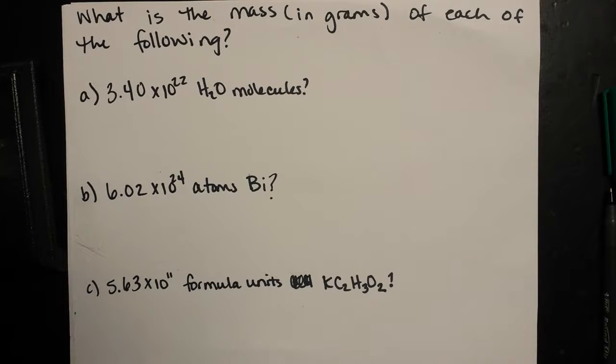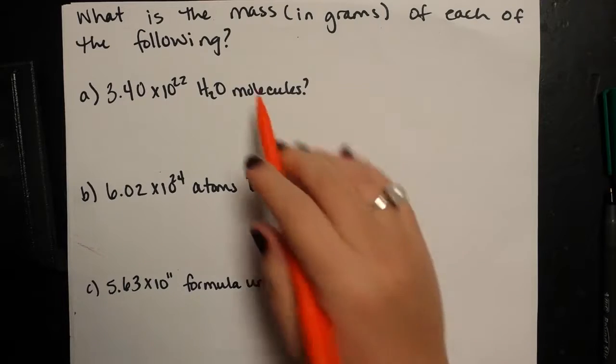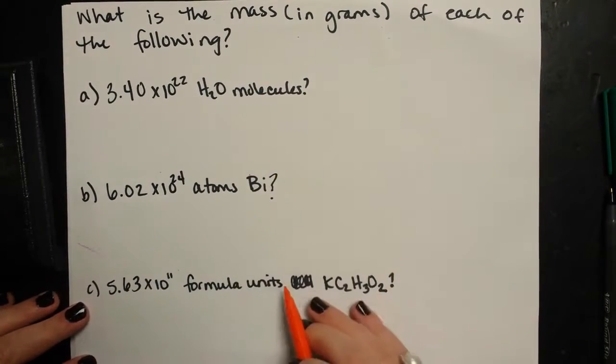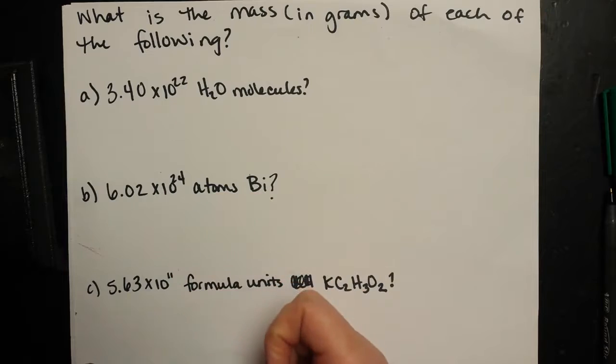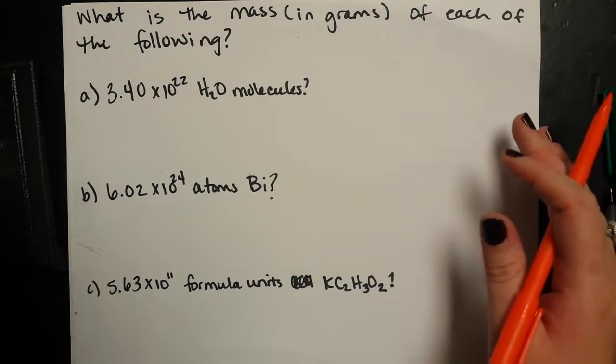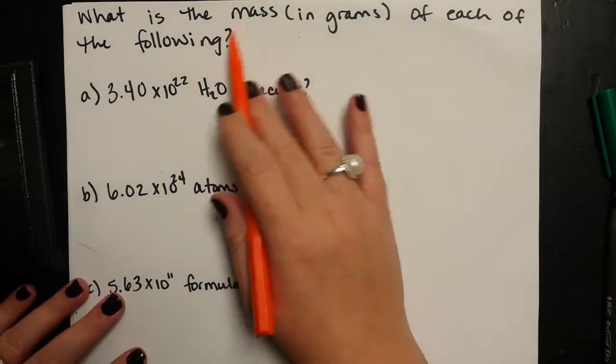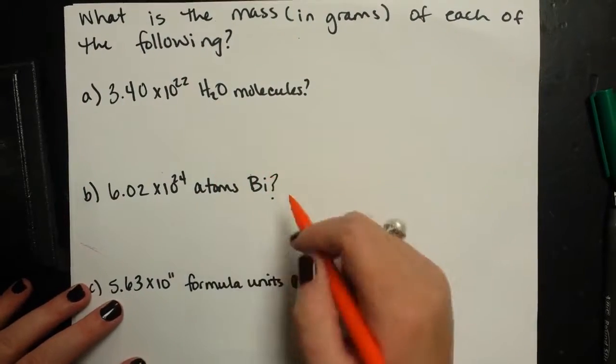In these practice problems, we are now going to go from representative particles to mass. So just the opposite way of the previous practice problem. Here we're starting with representative particles, molecules, atoms, or formula units based off of the identity of your substance. And then we're going to go all the way to grams.